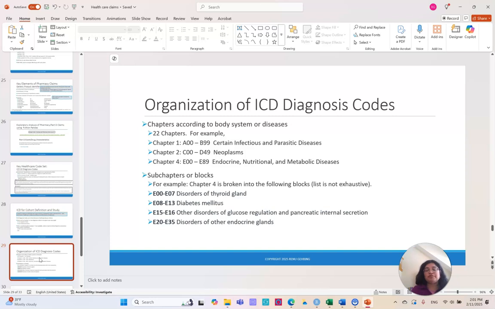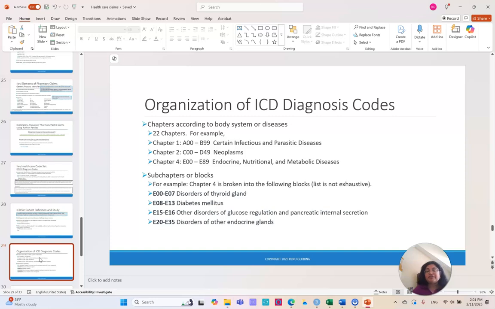Now, chapter 2, C00 to D49, is neoplasms. We think of neoplasms as cancers. And chapter 4, E00 to E89, is endocrine, nutritional, and metabolic diseases. We know that diabetes falls under chapter 4.